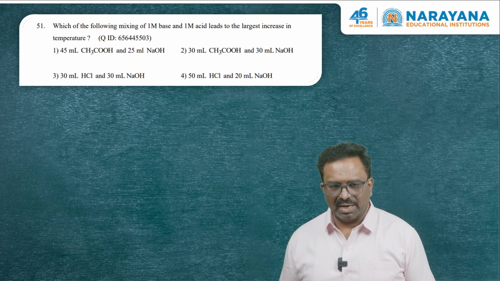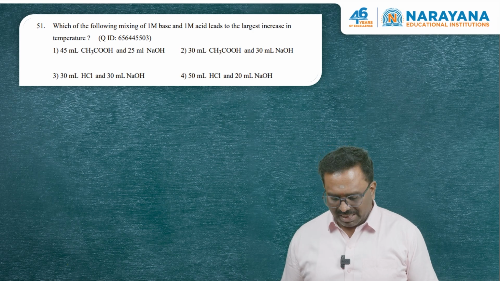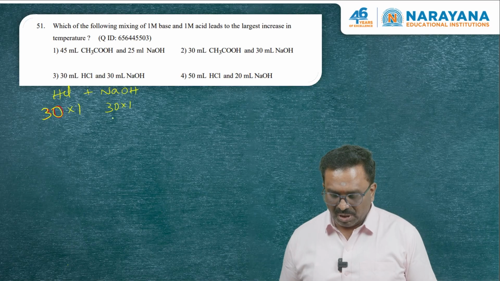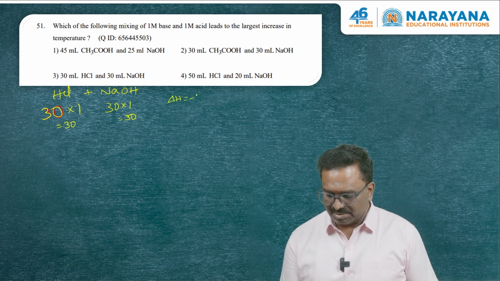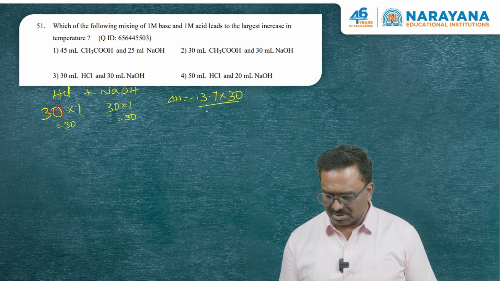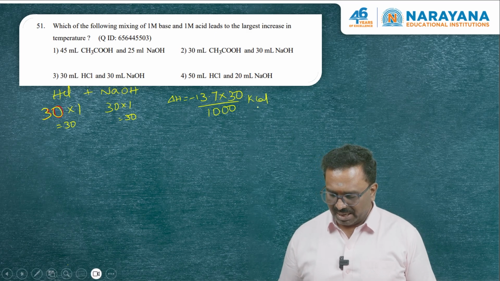But here we have two options. In that, let's check the millimoles. More millimoles will give more energy. In case of 30 milliliters of 1 molar HCl with 30 milliliters of 1 molar NaOH, which is 30 millimoles each, the energy released is delta H minus 13.7 kilocalories per 1 mole. Here we have 30, so this is the energy released in kilocalories.